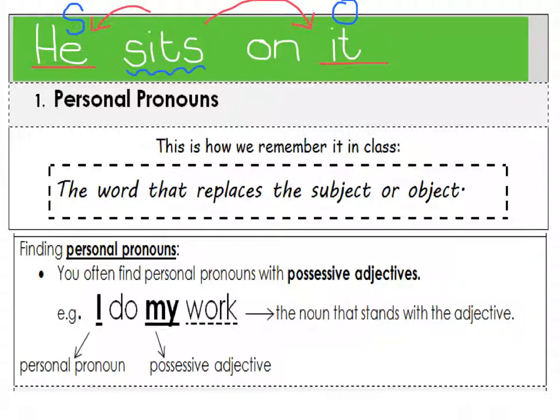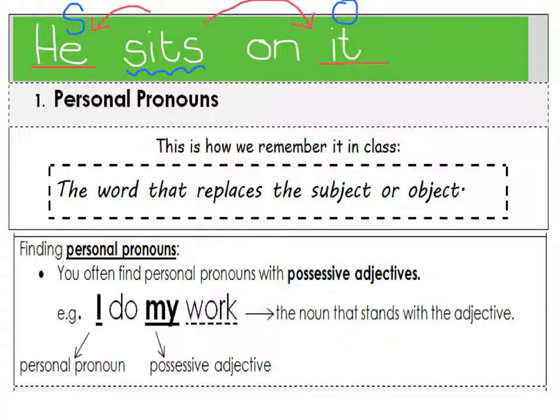Right, let's recap. What is a personal pronoun? A personal pronoun is the word that replaces the subject or the object in a sentence. Remember, it could be either the subject or the object. Let's look at this part, finding a personal pronoun.